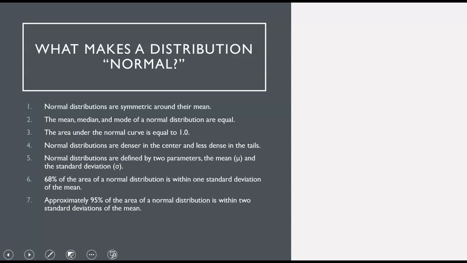7. Approximately 95% of the area of a normal distribution is within two standard deviations of the mean. Also in our COMPE example, where we did notice that it followed a normal distribution, we noticed that two standard deviations from the mean was approximately 95% of the data.